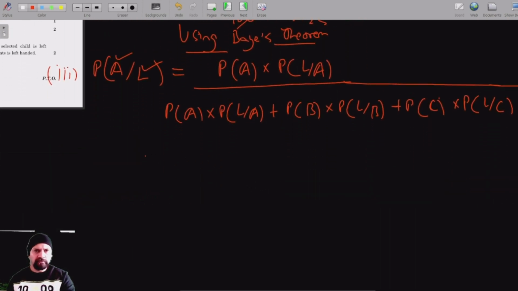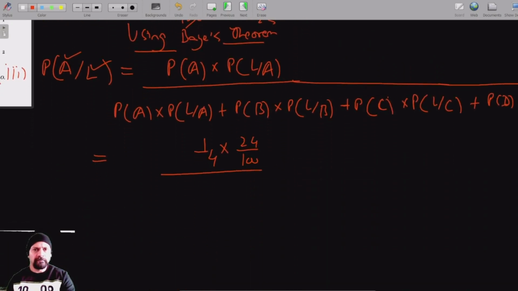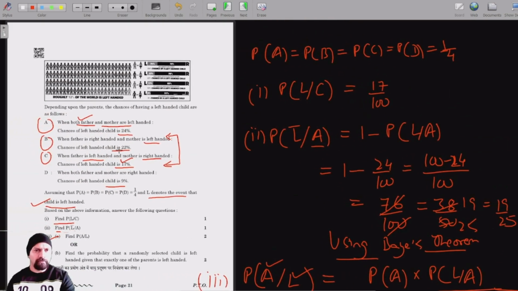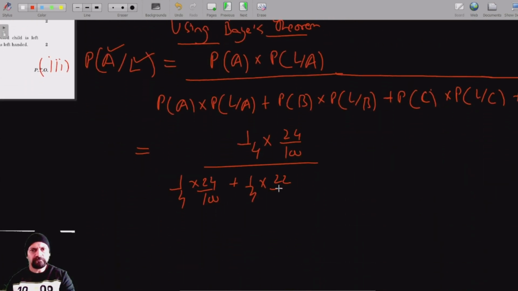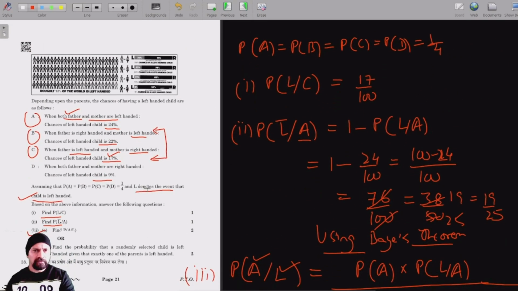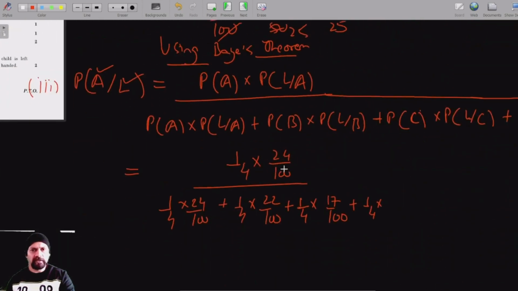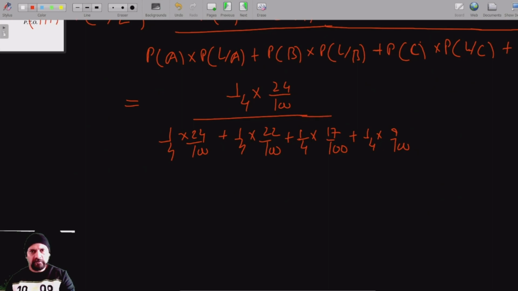Okay, let's put in the respective values. A, B, C, and D are 1 by 4. Probability of L by A is 24 by 100. So 1 by 4 into 24 by 100 plus 1 by 4 into probability of L by B, which is 22 by 100, plus 1 by 4 into probability of L by C, which is 17 by 100, and 1 by 4 into probability of L by D, which is 9 by 100.